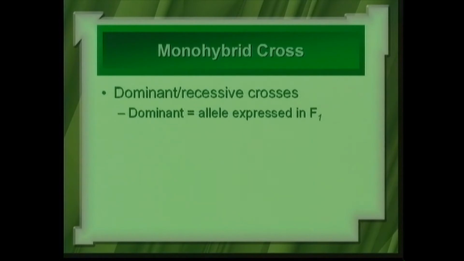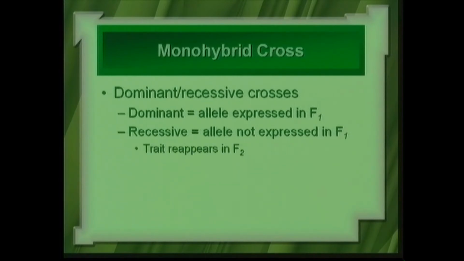As you just saw, the dominant allele is an allele that is expressed in the F1. In the case that we just looked at, you cross a white flower color to a red flower color. In the F1, all the F1 were red, right? So that is actually the dominant trait. The recessive trait is the allele that is not expressed in the F1. So the recessive trait in that instance was white color. But this recessive trait will reappear in the F2.